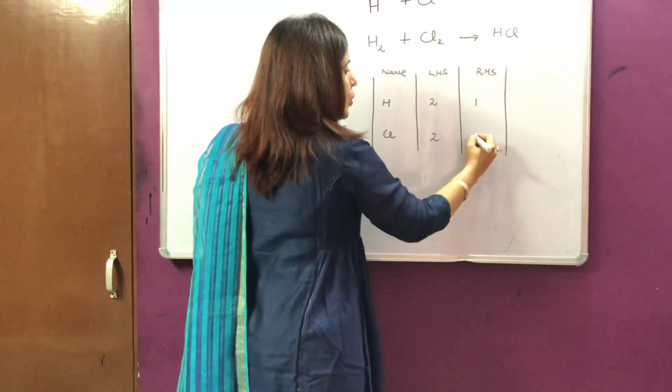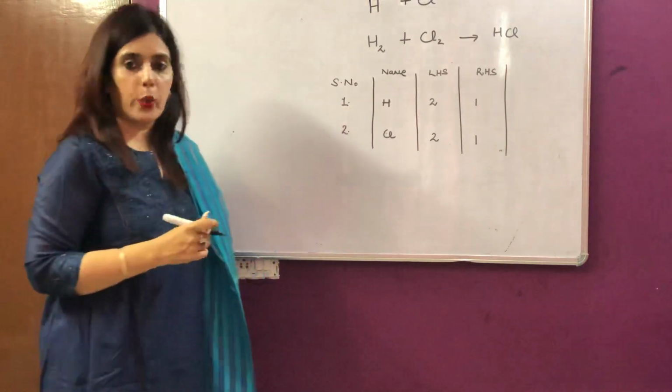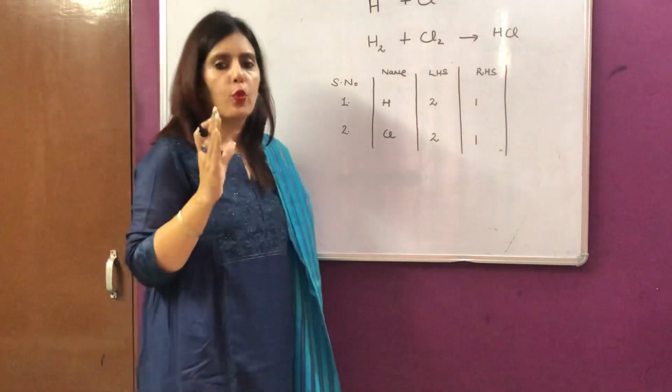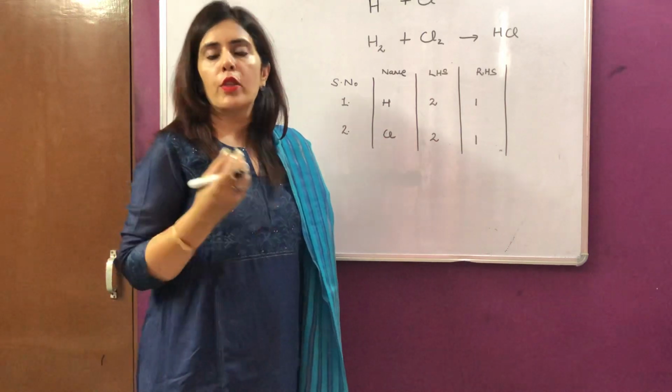And the number of chlorine atoms on the right hand side is also 1. Now this is a very simple chemical equation, but the thing which I wanted to tell you was how to put word equations into symbolic forms. So what have you learned?